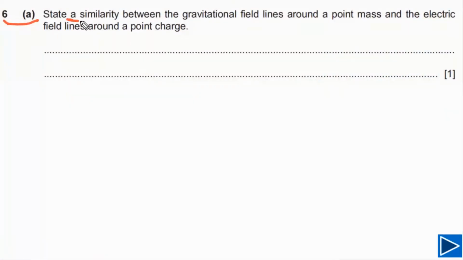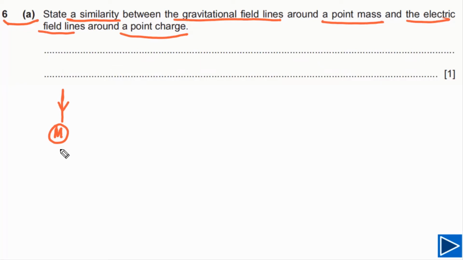For part A, we need to state a similarity between the gravitational field lines around a point mass and the electric field lines around a point charge. First of all, let's try to sketch the gravitational field around a point mass. Let's say this is our point mass. Point mass means that it has no size. If we need to draw the gravitational field around this point mass, we need to draw field lines pointing towards this mass because gravitational force is always attractive. It simply means that if we place a test mass here, this mass will be attracted towards this point mass.